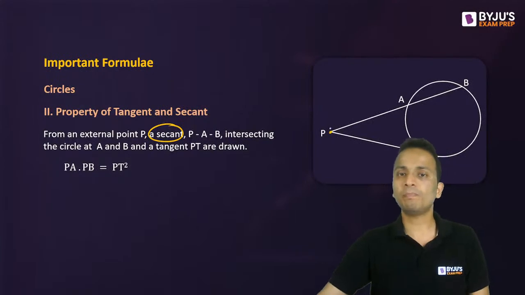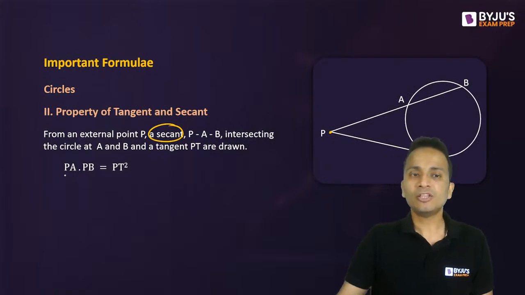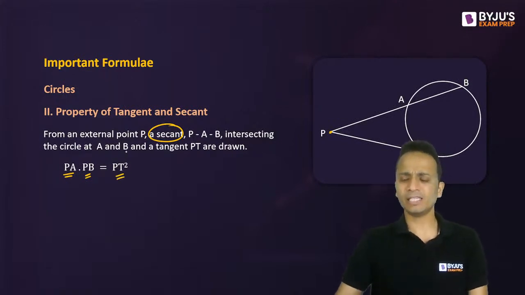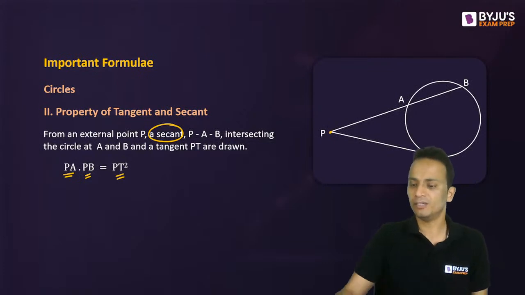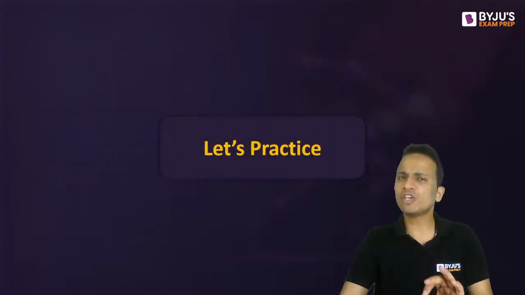Okay. So PAB is a secant. According to the property, the length PA multiplied by PB will always be equal to PT square. Again, this is a very common property as far as tangents and secants are concerned. PT square is equal to PA into PB. All right. Let's move ahead and look at some of the questions now.